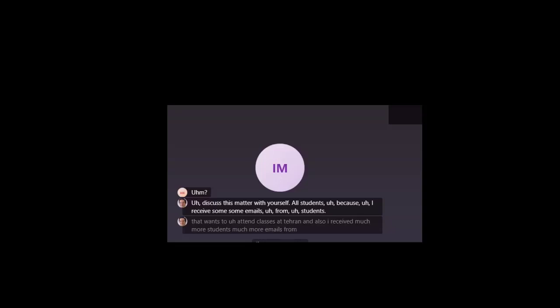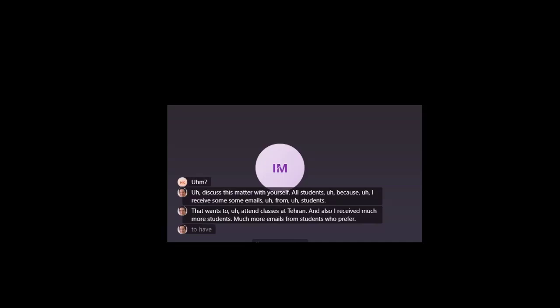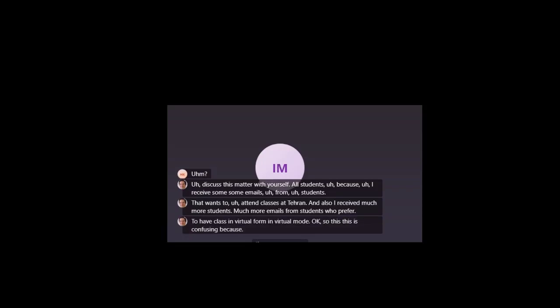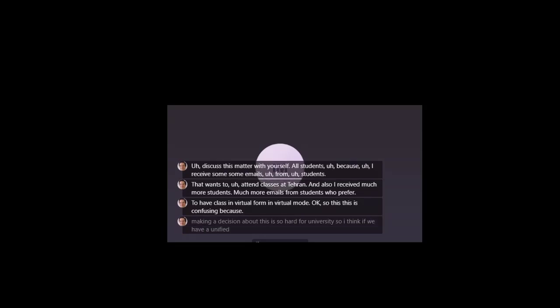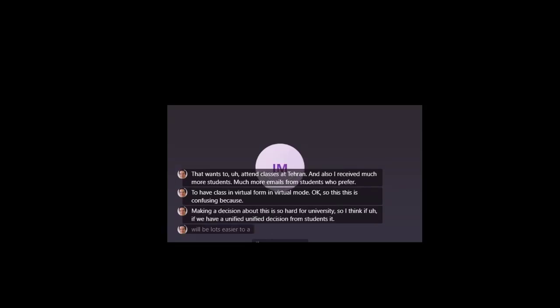Who prefer to have class in virtual mode. Okay, so this is confusing, because making a decision about this is so hard for universities. So I think if we have a unified decision from students, it will be a lot easier to program for the next semester.